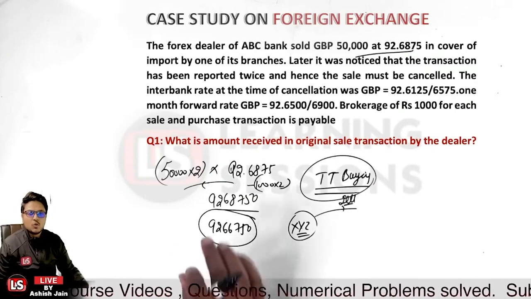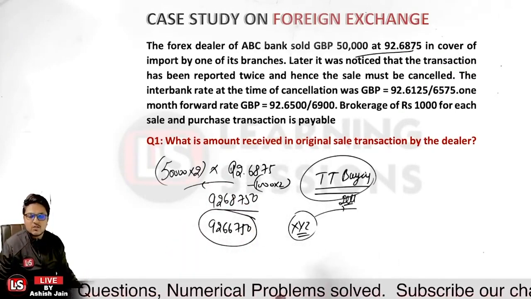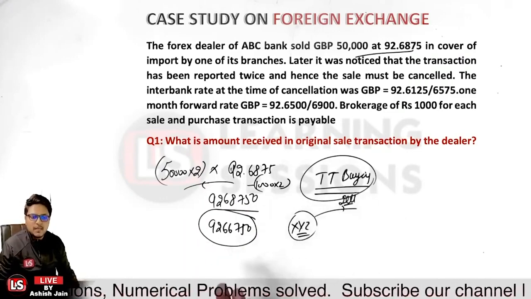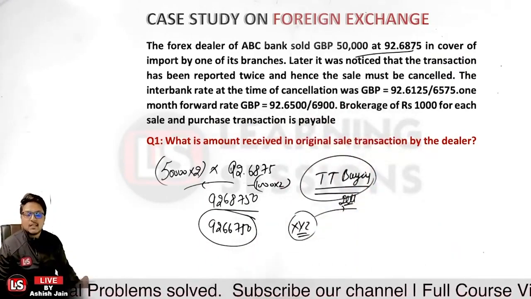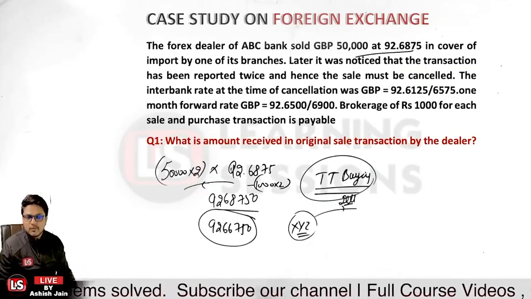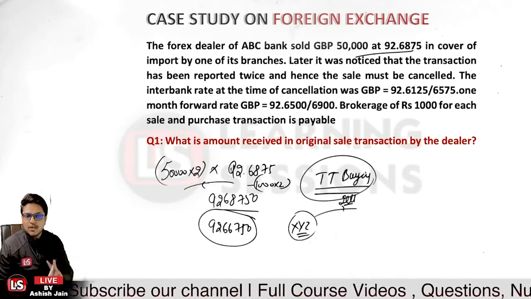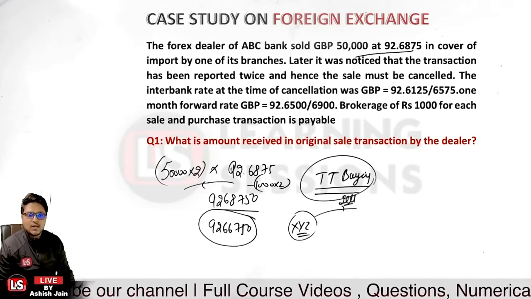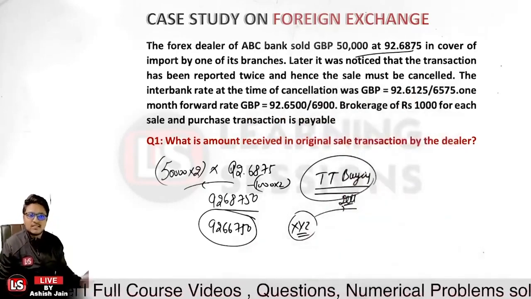Is that clear? So the question was, what is the amount received in the original sale transaction? The original sale was related to selling of the GBPs. 50,000 GBPs were to be sold, but that was reflected twice. It means instead of 50,000, 1 lakh GBPs were sold, and there were two transactions related to it, and further the price is given to be 92.6875.